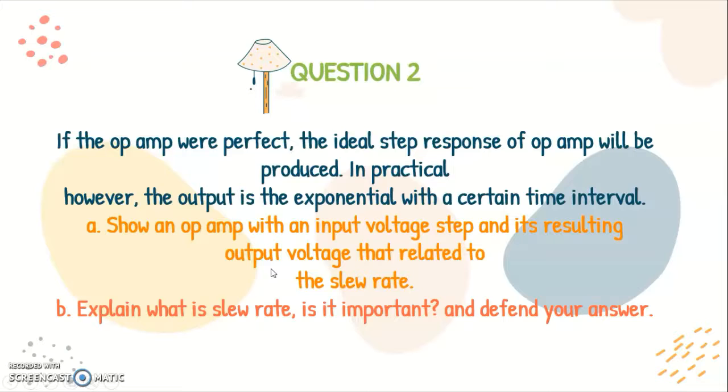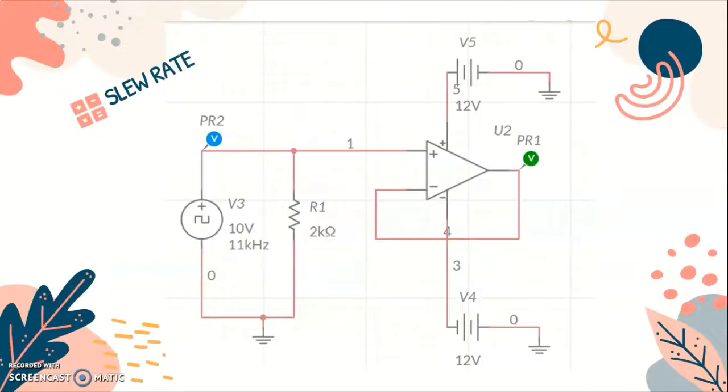Question 2. If the op-amp were perfect, the ideal step response of the op-amp will be produced. In practical, however, the output is the exponential with a certain time interval. A. Show an op-amp with an input voltage step and its resulting output voltage step related to the slew rate. B. Explain what is slew rate, why it is important, and defend your answer.